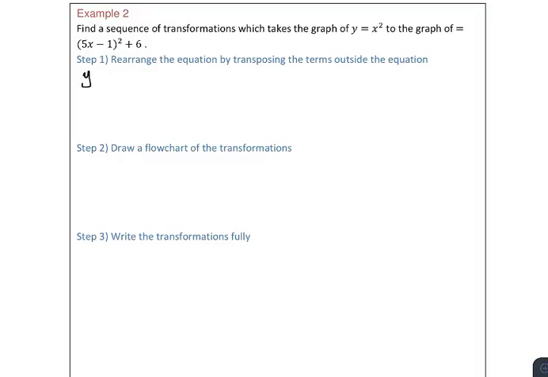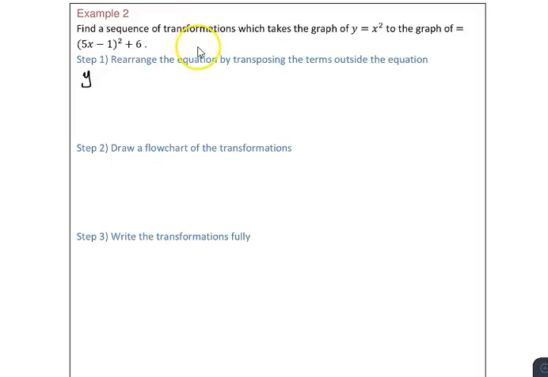In example 2, we're asked to find the sequence of transformations which takes us from an original or a base function of y equals x squared to the function of y equals 5x minus 1 squared plus 6. Now I'm going to do one solution to this. There are multiple solutions to this question, or to any of these questions actually. This is maybe not the most straightforward, but it's definitely correct for what we're after.